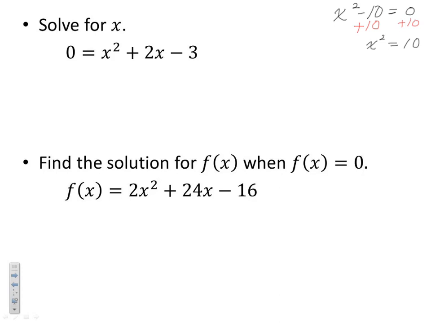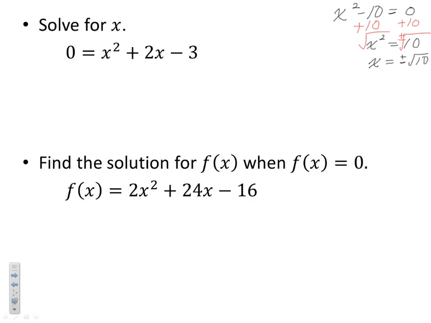So I want to get the x by itself, right? I don't want x squared, I want x. And so I need to undo the square. And the inverse of a square is the square root. So I'm going to square root both sides. And so when I square root both sides, I get x equals plus or minus square root 10.